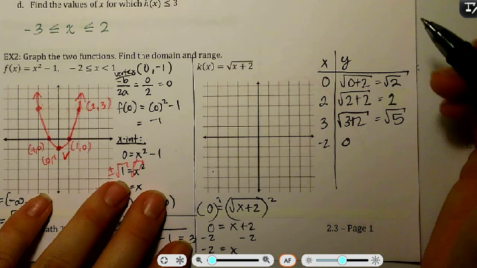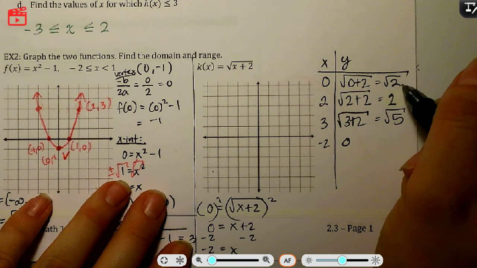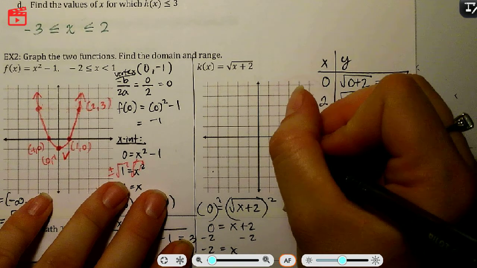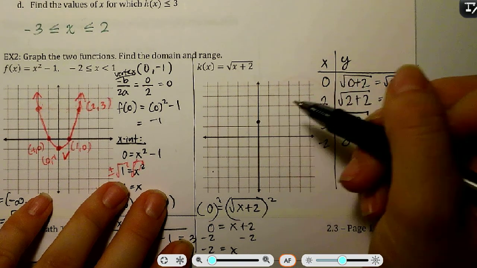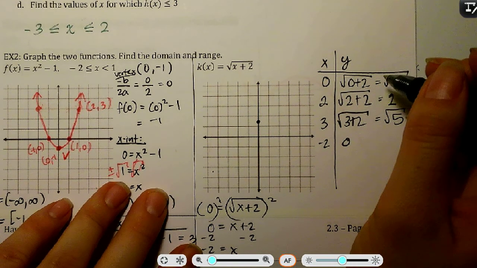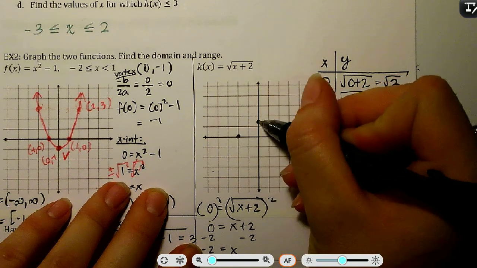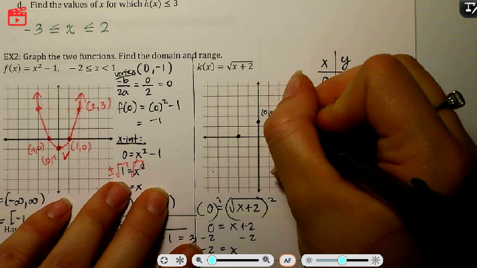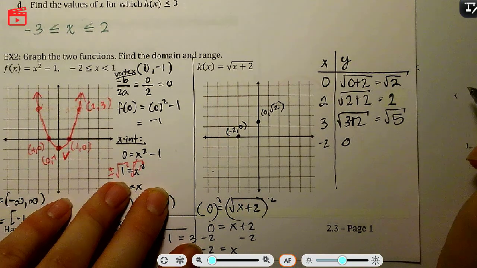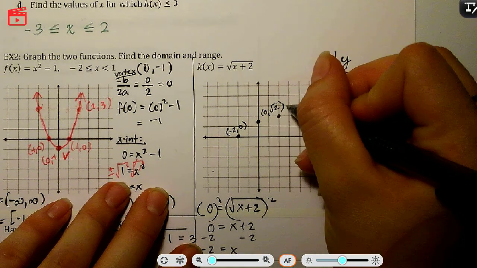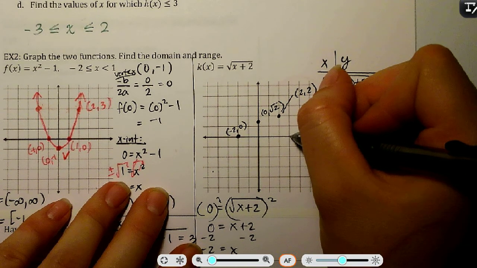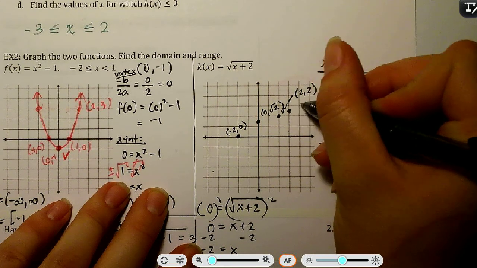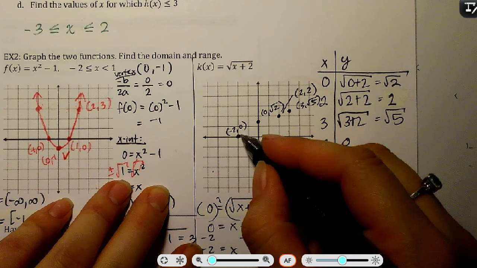Let's graph these. 0, square root of 2. Well, the square root of 2 is a little bigger than 1, but smaller than 2. So how about let's do 1.5. So 0, 1.5. And then the x-intercept is -2, 0. That's 0, root 2 and -2, 0. What other points do I have? I have 2, 2. And the last point, 3, square root 5. 1, 2, 3. Square root of 5 is a little bigger than 2. All right, and there we go.